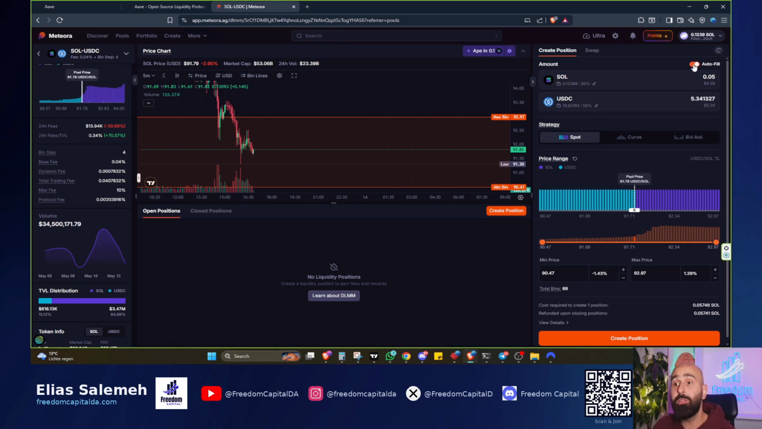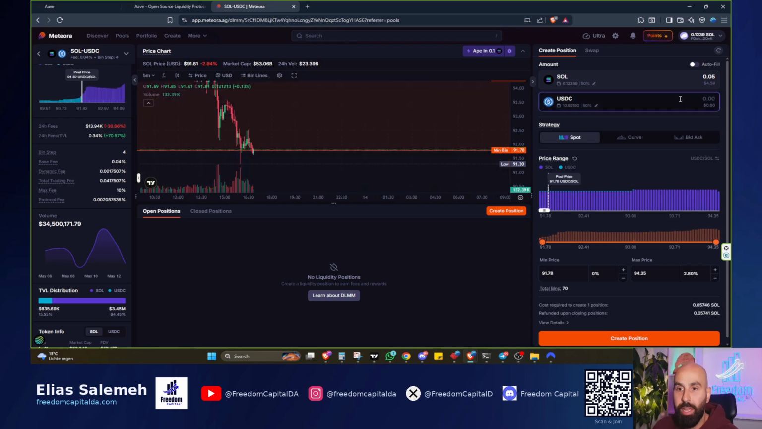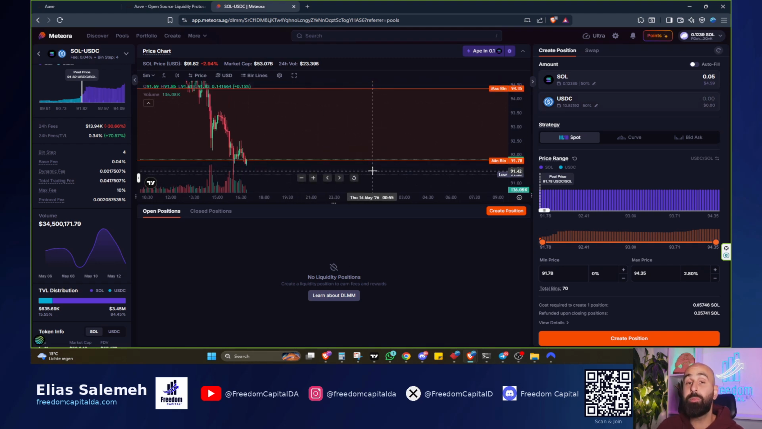If I want to deploy one-sided liquidity, I turn this off. I remove my USDC, and you can clearly see that right now I'm only deploying liquidity to the upside. Meaning, if the price keeps on moving higher, my SOL that is sitting in this liquidity pool will be exchanged for USDC.